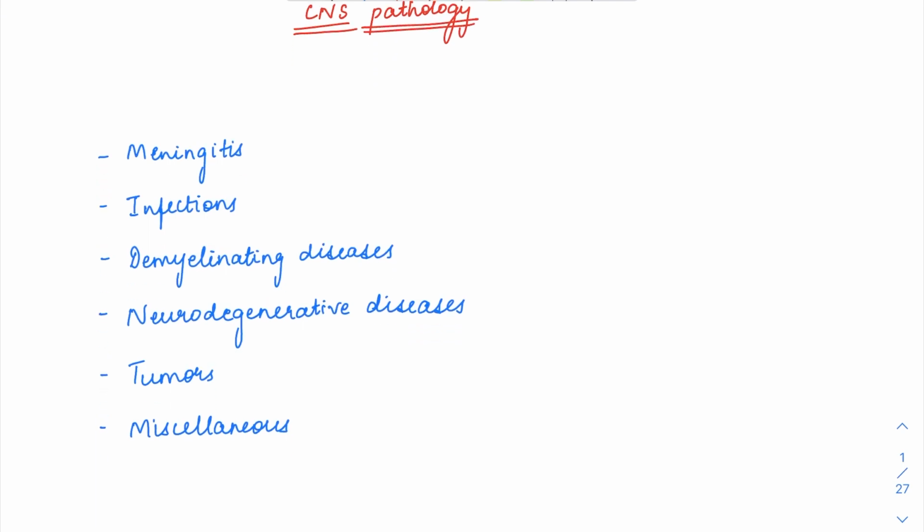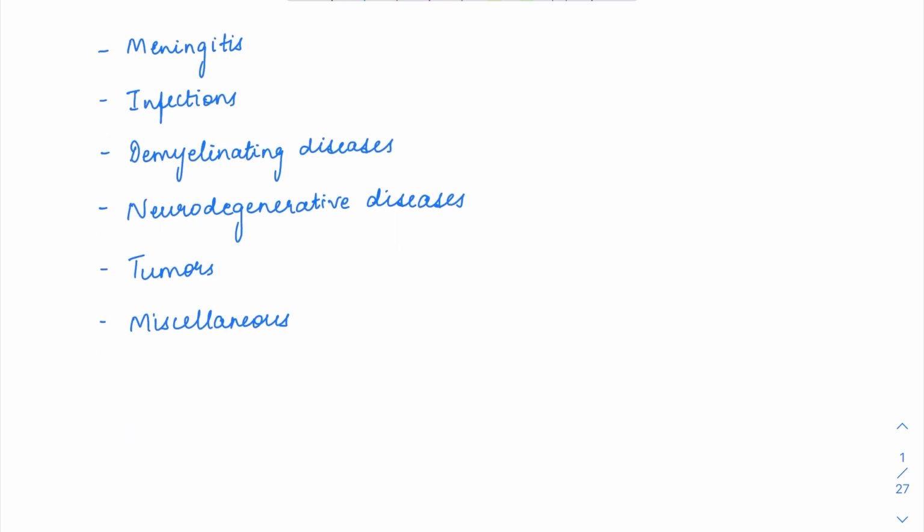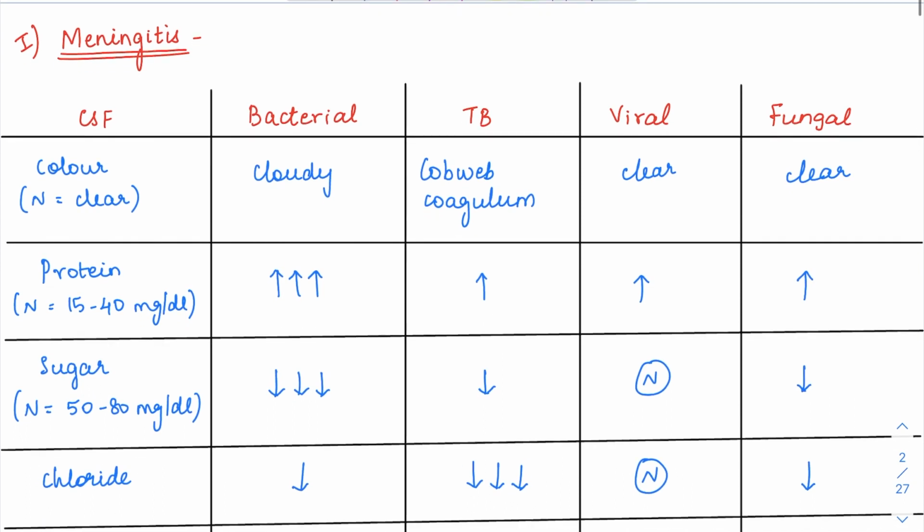So next we'll start with CNS pathology. Under CNS, we'll be dealing with meningitis, then the infections which cause encephalitis, then demyelinating disorders, then neurodegenerative diseases, then various CNS tumors and some miscellaneous topics. So let's start with meningitis.